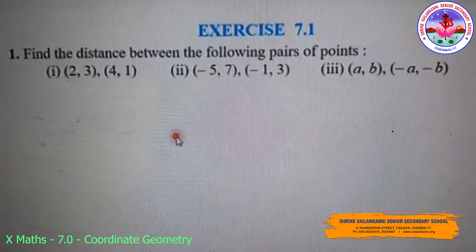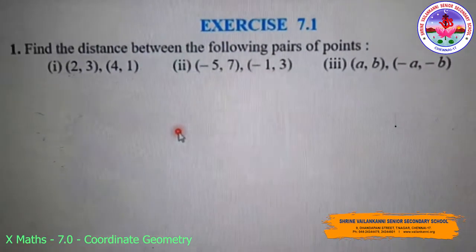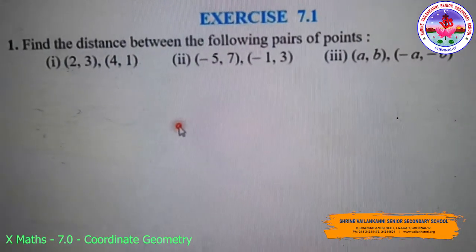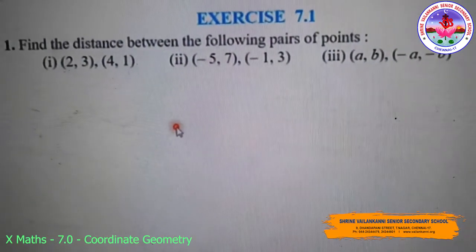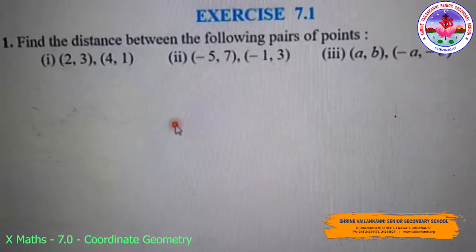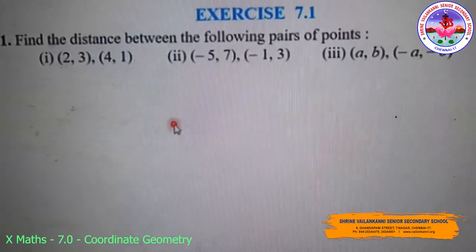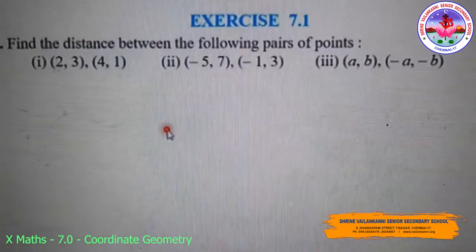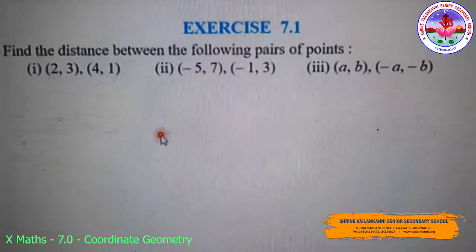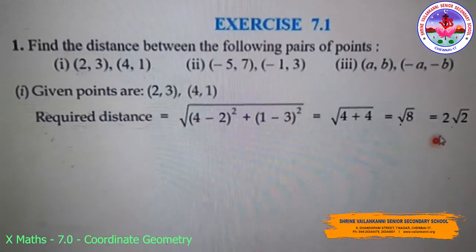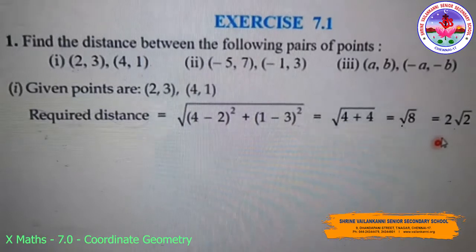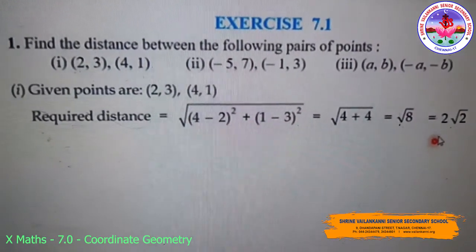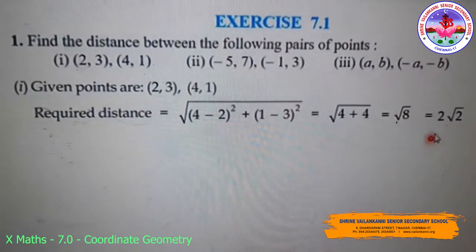Coming to exercise 7.1, first problem: find the distance between the following pairs of points. The first subdivision, the points given are 2, 3 and 4, 1. The second subdivision, minus 5, 7 and minus 1, 3. The third subdivision, a, b and minus a, minus b. The first problem, the given points are 2, 3 and 4, 1. So we have x1 as 2, y1 as 3, x2 as 4, y2 as 1.